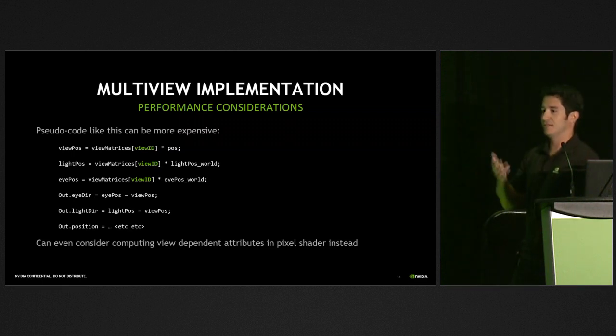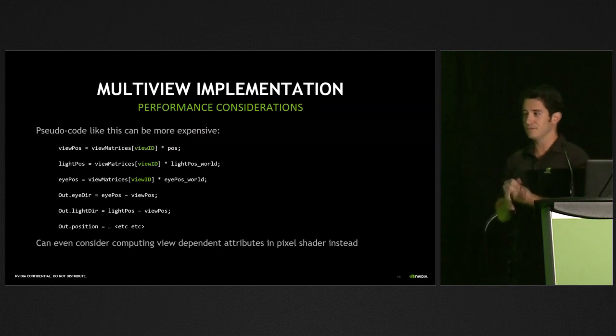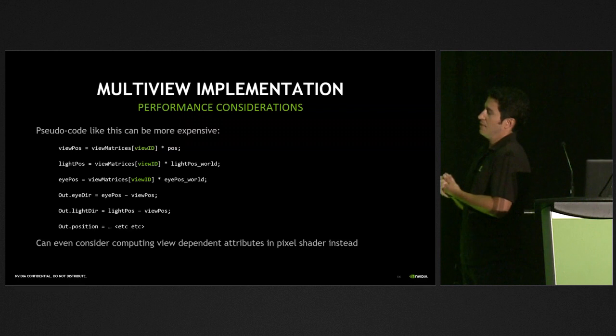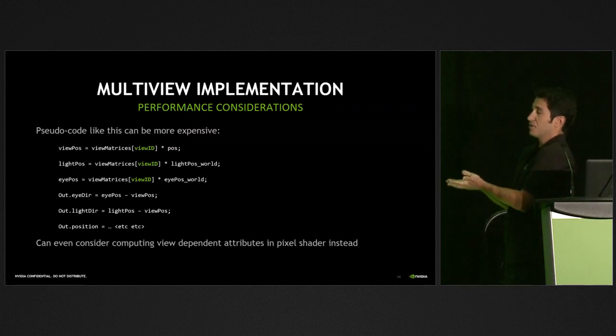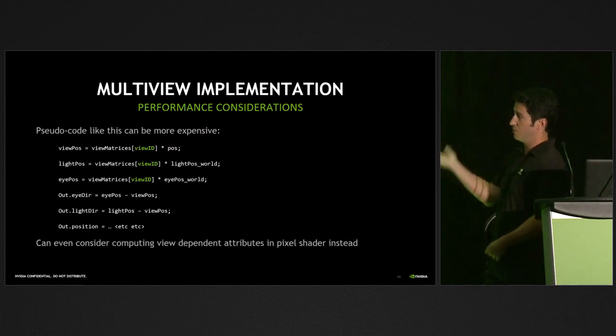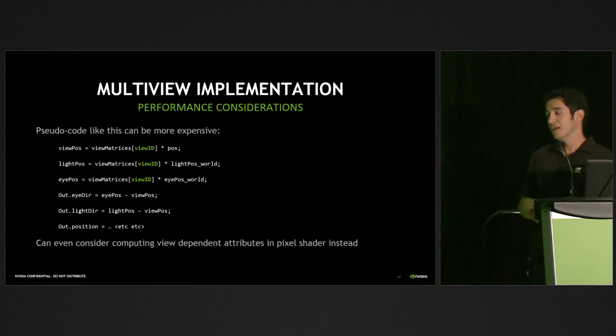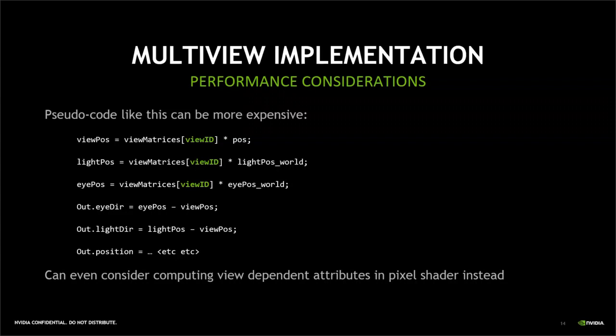Like I said, the smartest way would probably be to just reformulate it to not be a function of the view by doing things in world space or just changing the coordinate space in which you operate. If that's not possible, and you're totally not pixel shader bound or fragment processing bound, you could actually consider computing some of these view-dependent attributes in the pixel shader instead of passing them down as view-dependent attributes. That obviously increases the pixel shader cost, but if that's not the bottleneck, that's not a problem, and it lightens the cost in terms of attributes. So just something to keep in mind.